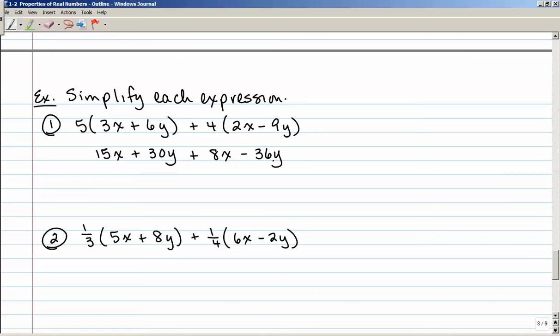And remember that we need to combine like terms. Like terms have exactly the same variables, raised to exactly the same powers. So I have a 15x and a positive 8x. That's going to give me a 23x. And then I have a 30y and a negative 36y. That's going to give me a negative 6y. And that's my final answer.